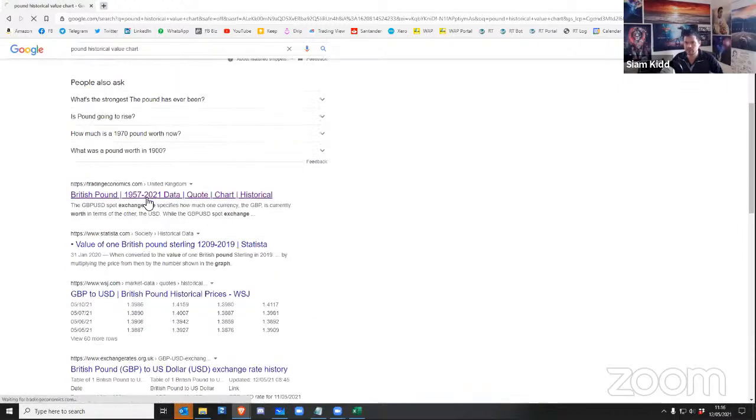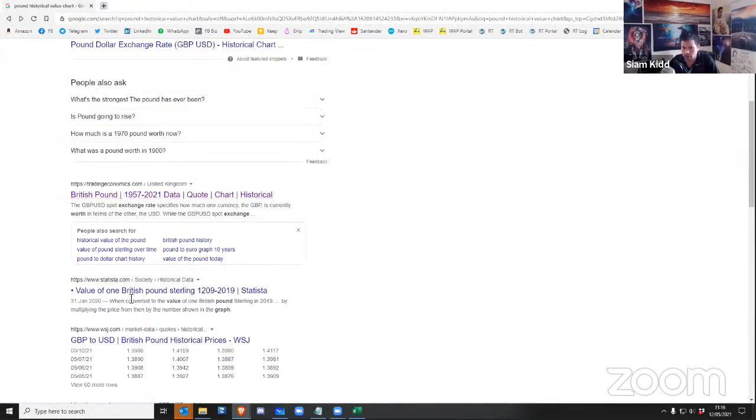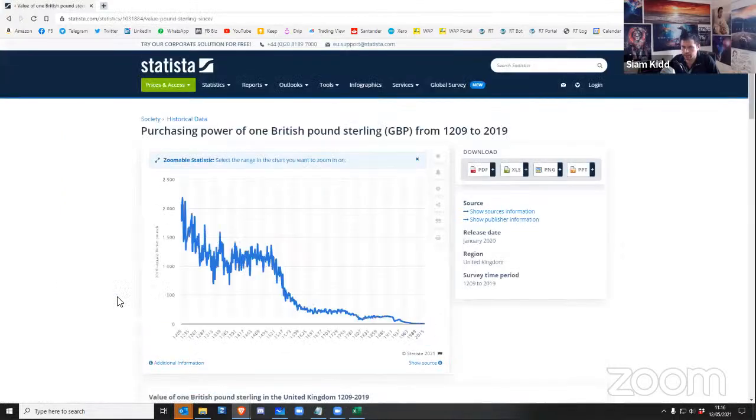British pound, 1957 till now. Sorry, that's pound against the dollar, that's not the pound itself. Here we go, value of £1. There we go. This is why I look at the world differently, because I look at the world through facts and pure empirical data. And what the facts are showing me is that currencies do one thing, which is go down, because governments are run by idiots all the time. I don't care how clever governments are.